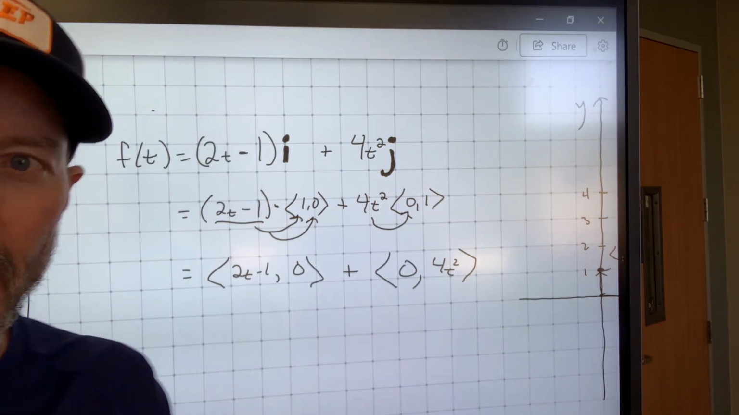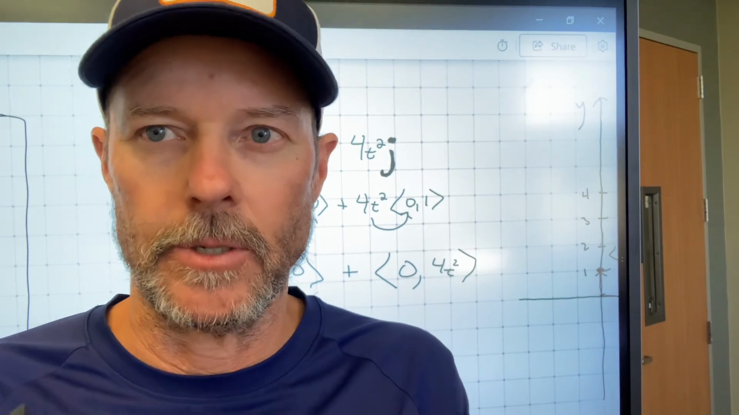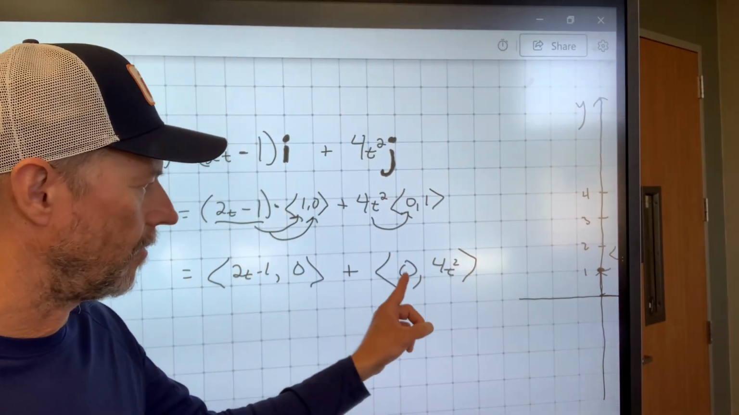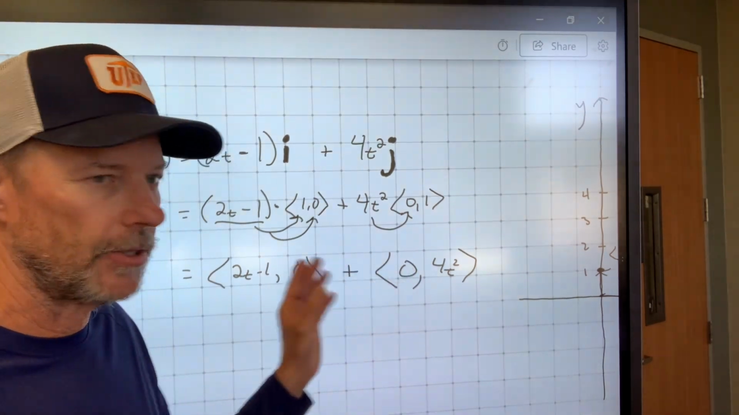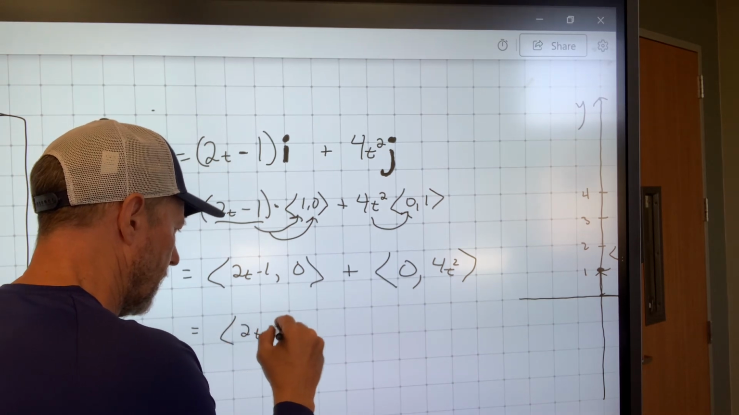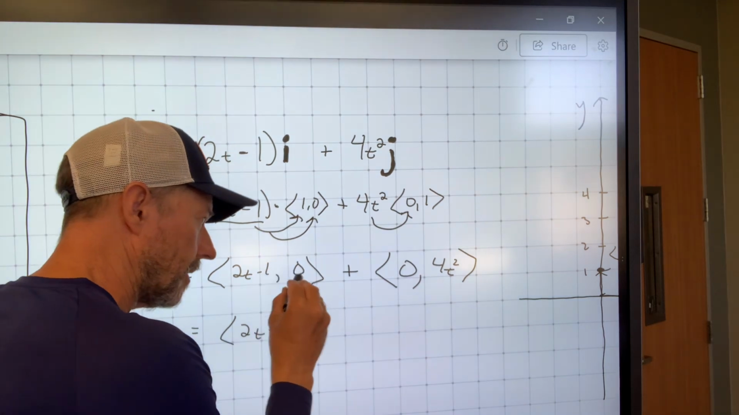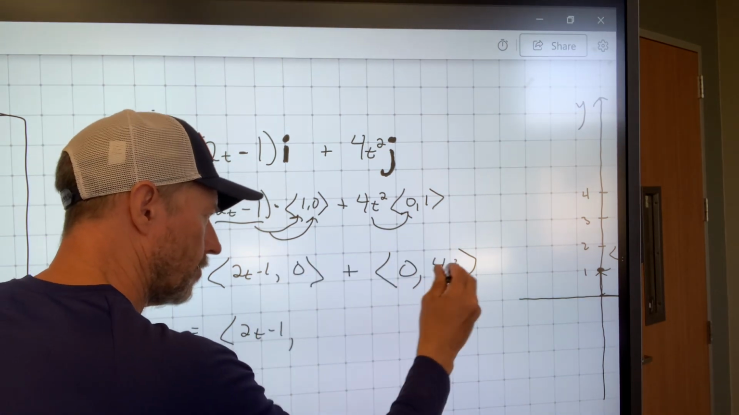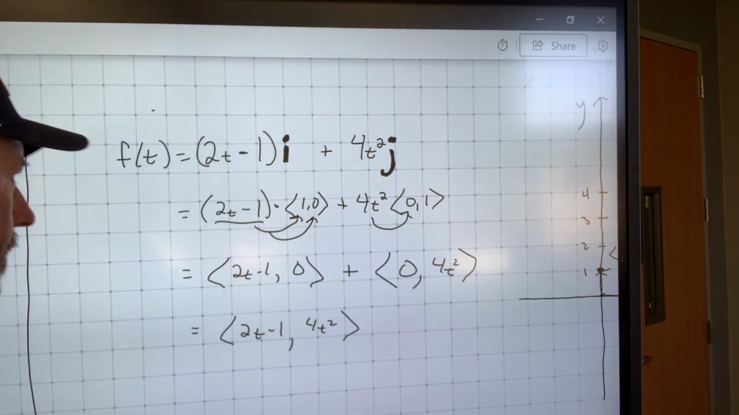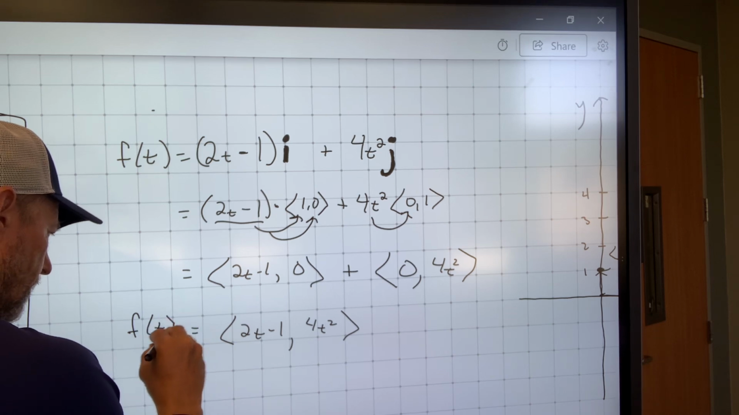Now, when you add vectors, it's also very simple. You just add the first component to the first component and the second component to the second component. So the first component is 2t - 1, and on the right it's 0, and you add 0 to something, you just get something. So I just get 2t - 1 plus 0, which is just 2t - 1. And then I add the second component to the second component, it goes 0 plus 4t squared, which is just 4t squared. And so I see that this fancy notation just stands for this.